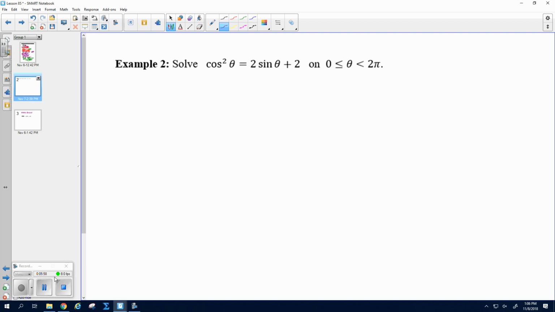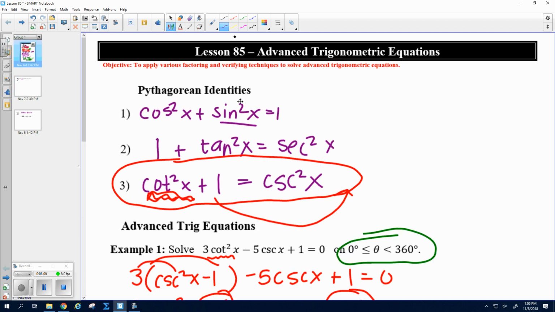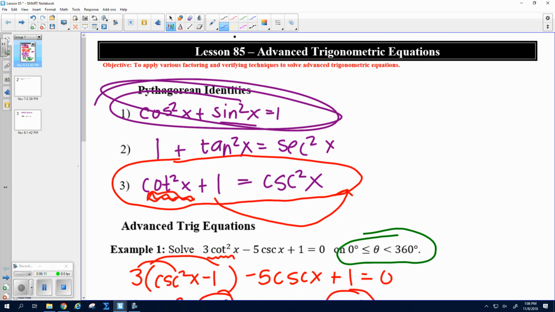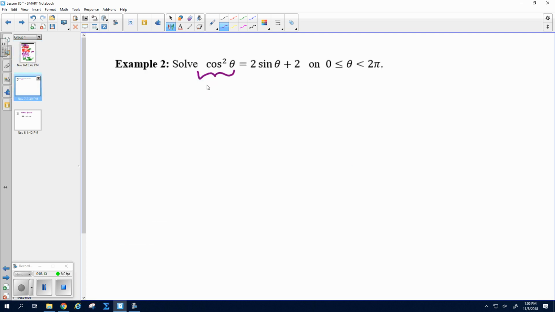All right. So cosine squared. So you guys, we have a sine here. We want to get them all in the same thing, and we always change the one that's squared because it's one of the Pythagorean identities. So go back to this. And what is cosine squared equal to? That's great. 1 minus sine squared theta equals 2 sine theta plus 2.